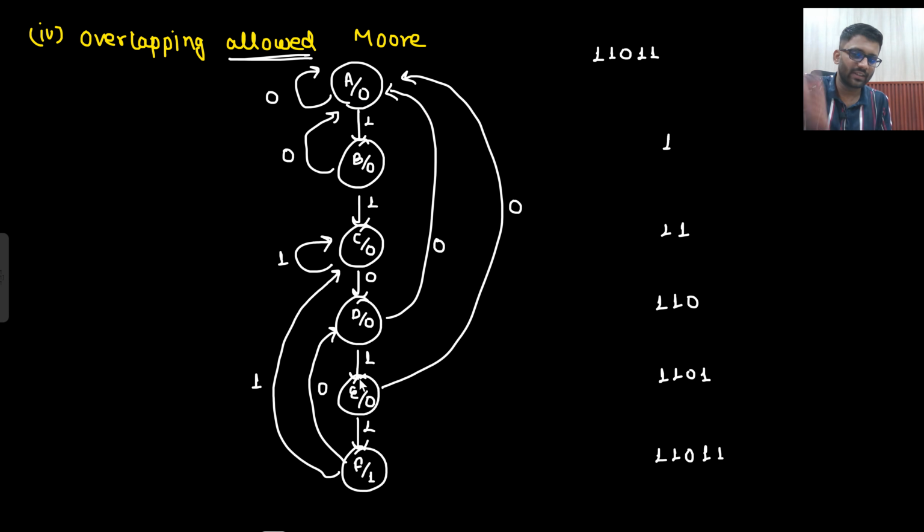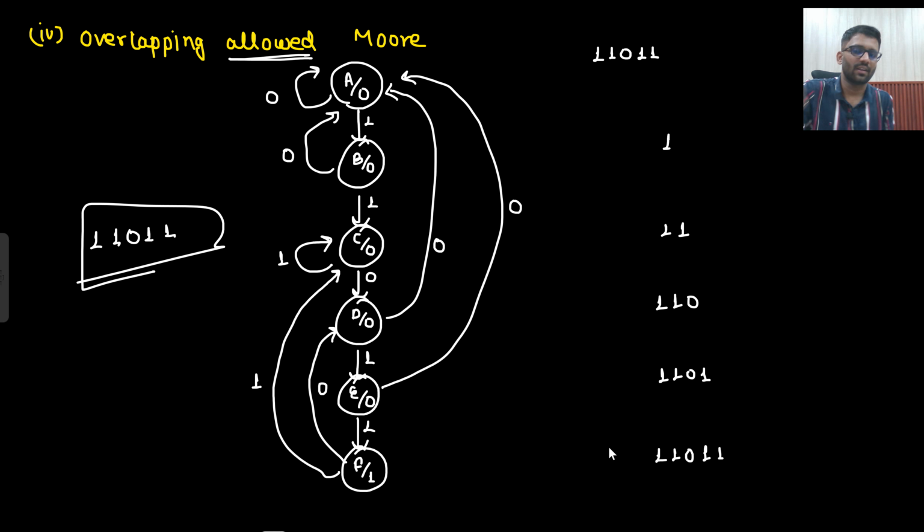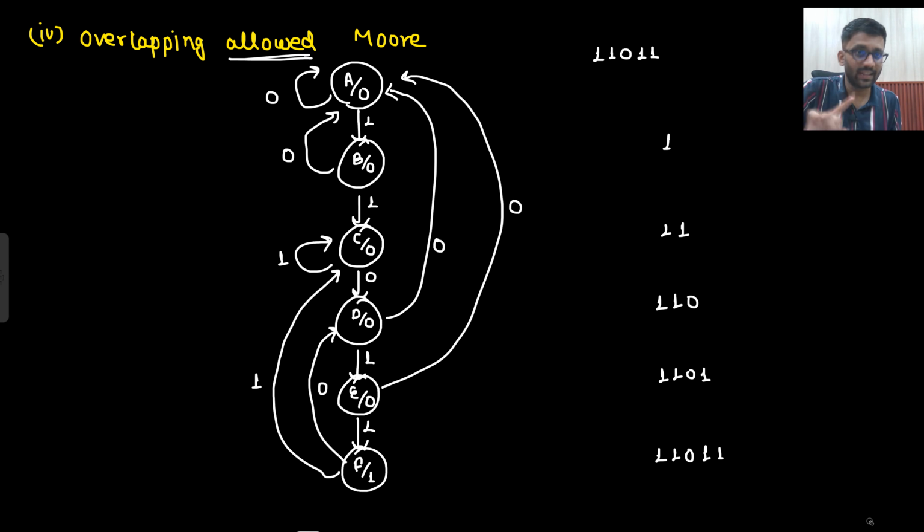If I am asking you to detect the sequence here, can you detect it? Yes, you just need to see when I am going to the next state. If 1 is applied, I am happy going to the next state. 1 is applied, again 0 is applied, 1 is applied. Just as 1 is applied, my output becomes 1. So that's it. This is detected. It is very easy. Right? Whenever it is detected, output is 1. So detecting is very easy. But to design, you need to think.